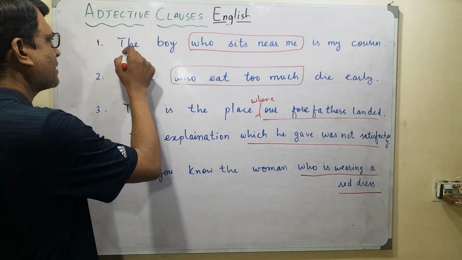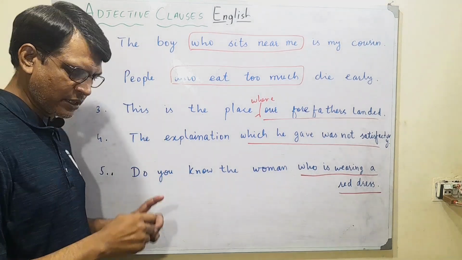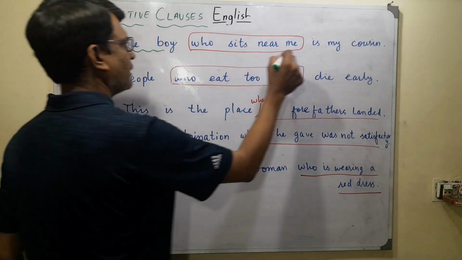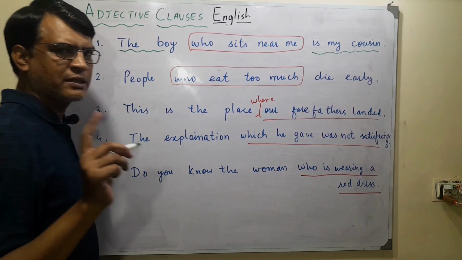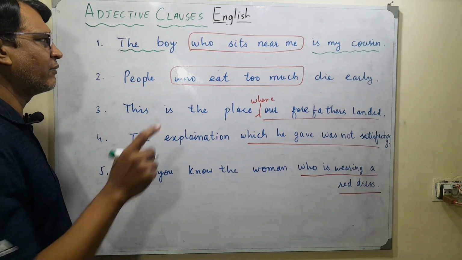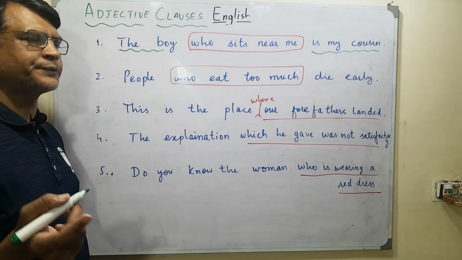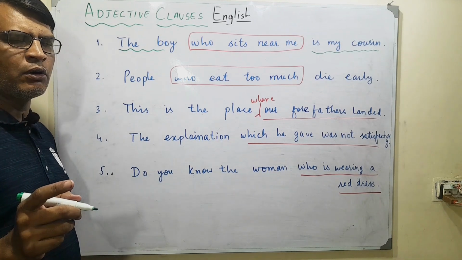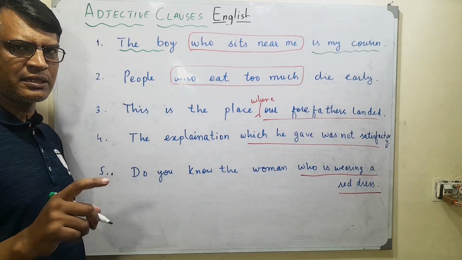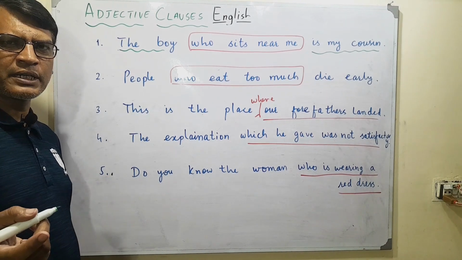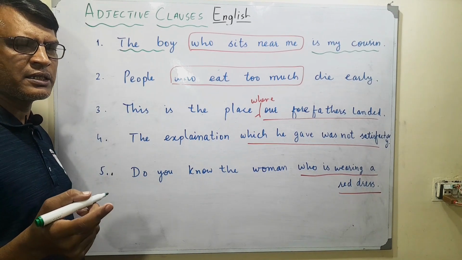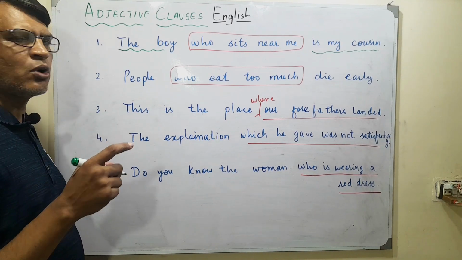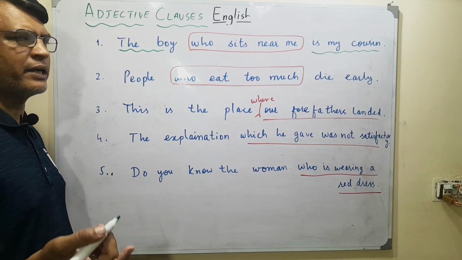We have the sentence like "the boy is my cousin." Okay, so this part, the boy is my cousin, is one part of a sentence that we have. "Who sits near me" is another part. Therefore, we say that all the adjective clauses are also complex sentences. Okay. What are complex sentences? You know, complex sentences are the sentences which are made up of at least two clauses, in which one is called independent clause, the other is called dependent clause.